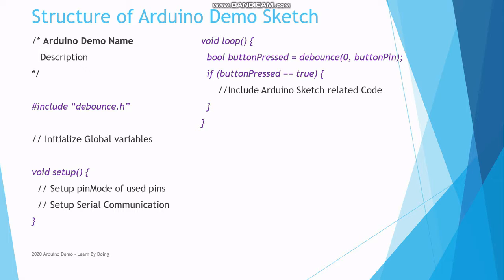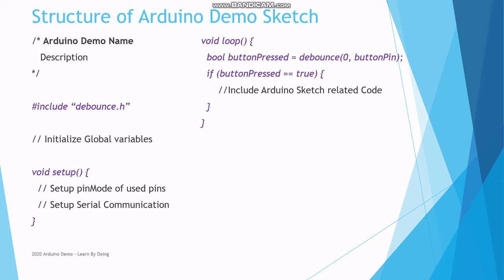Structure of the Arduino demo sketch. It will start with a comment block which will provide the Arduino sketch name and some description. The first statement will be an include of the debounce function, which is in the debounce header file. I have stored it in a separate location, so I will be including the file path of the debounce header file.